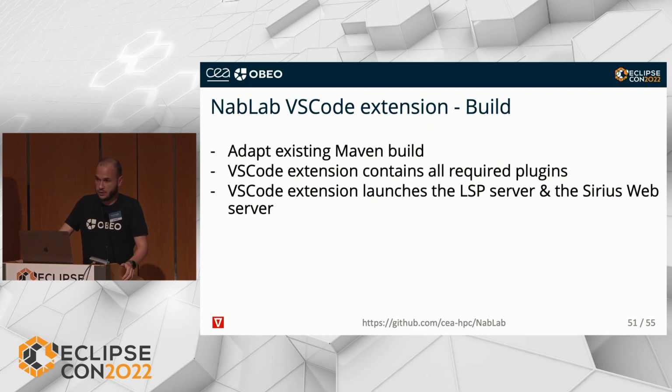Okay, so just a few words about the build and the packaging. The NabLab RCP product was built with Maven. So we have adapted the build to include the NabLab LSP server, the NabLab Sirius Web application, and the VSCode extension. At the end, the VSCode extension is pretty big, around 90 megabytes, because it contains all required technologies such as Xtext, Sirius, Spring, and many others along with their dependencies, which represent around 170 jars.